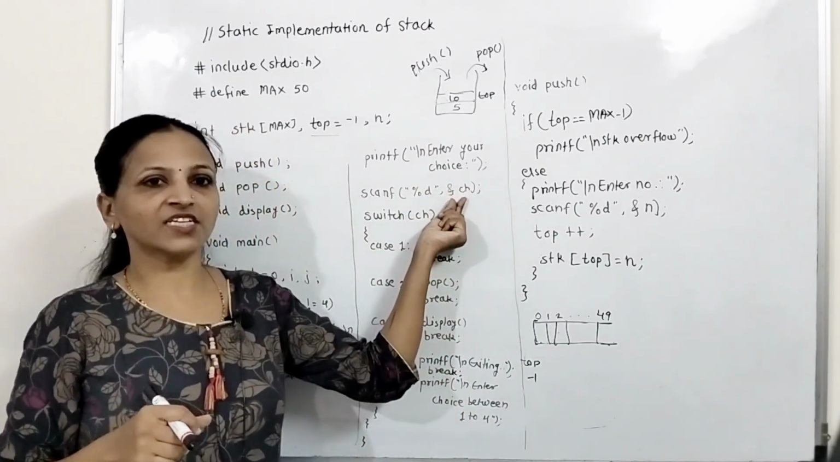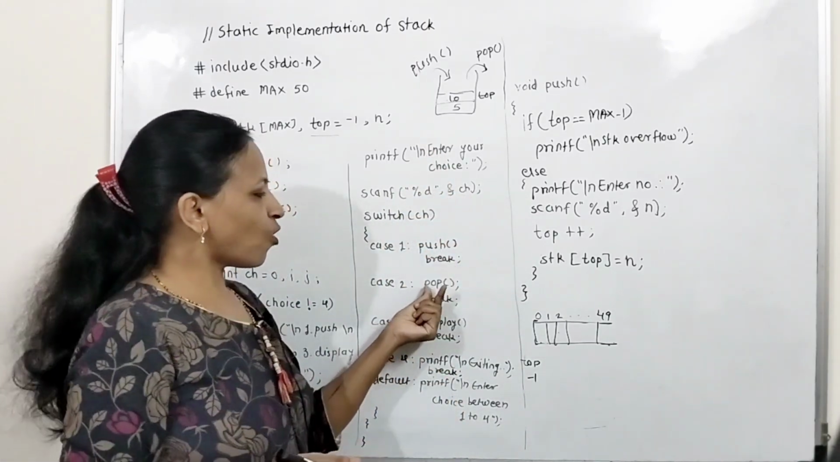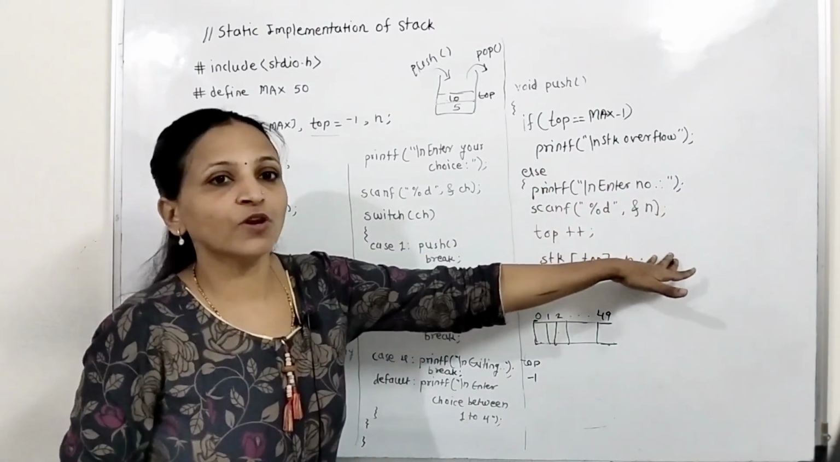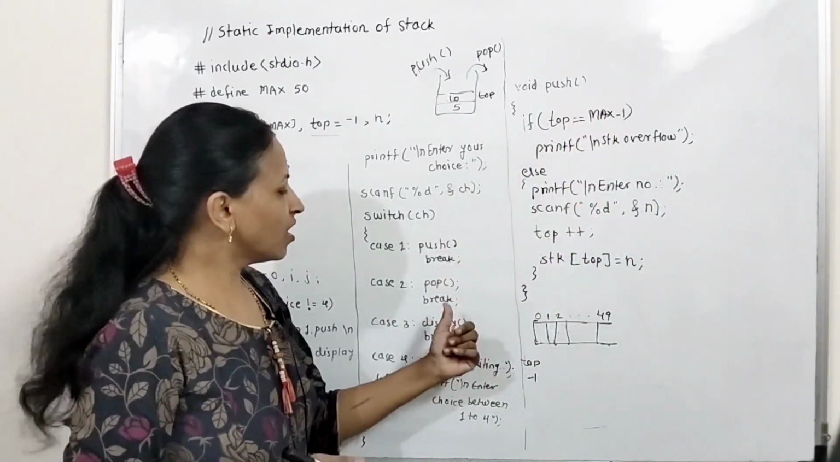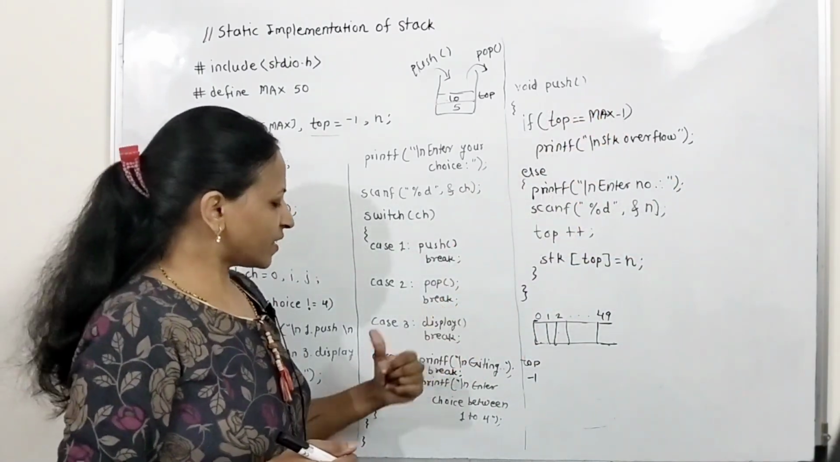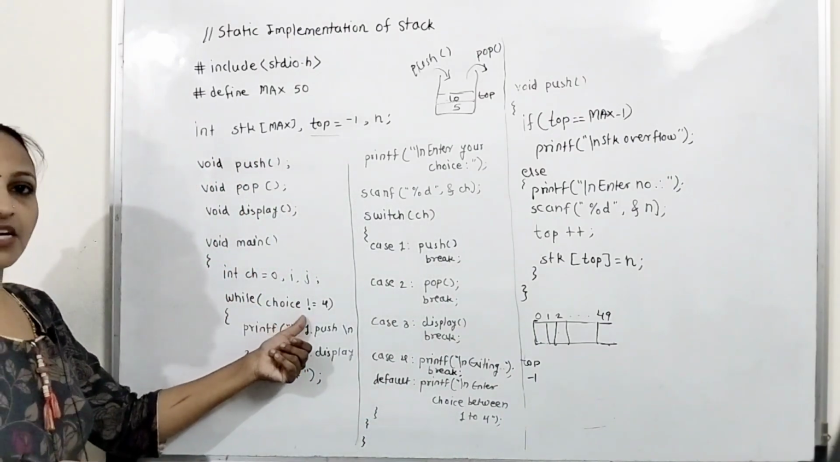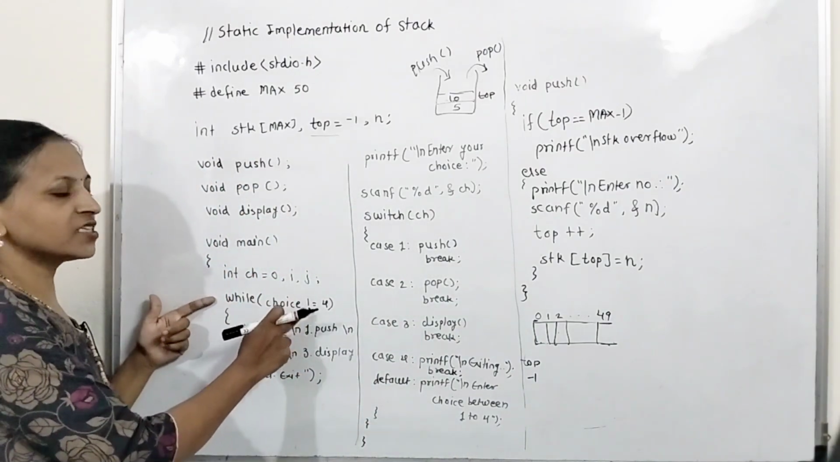Then again suppose the user enters choice 2. Then the pop function will be called, that we have to write now. We have just written the push function. Next, after that, break, and again the loop will be executed. Now again suppose the user has entered a choice.